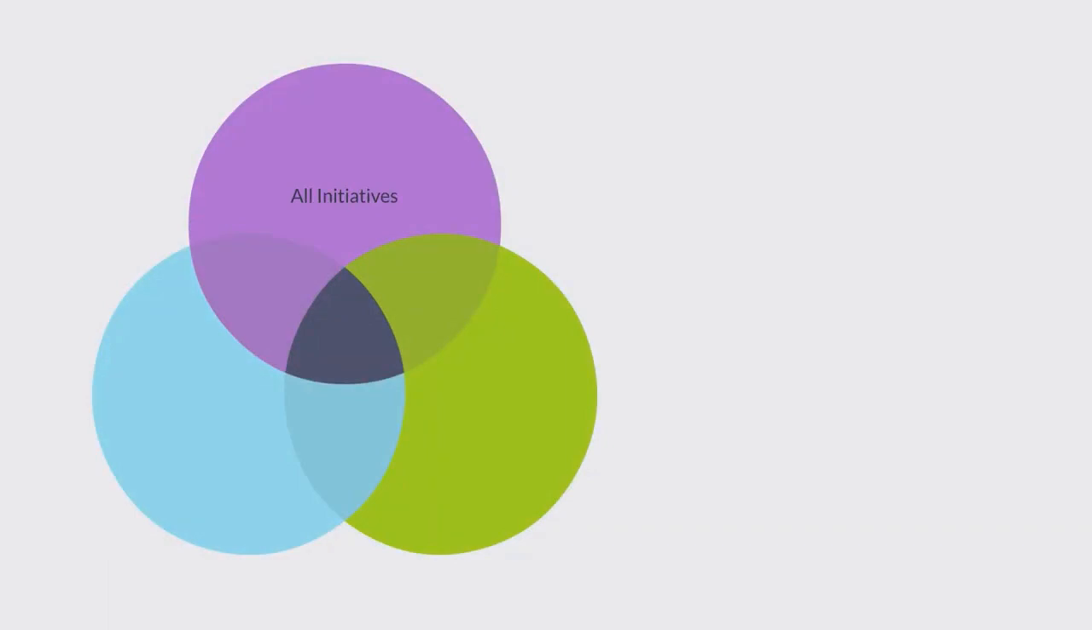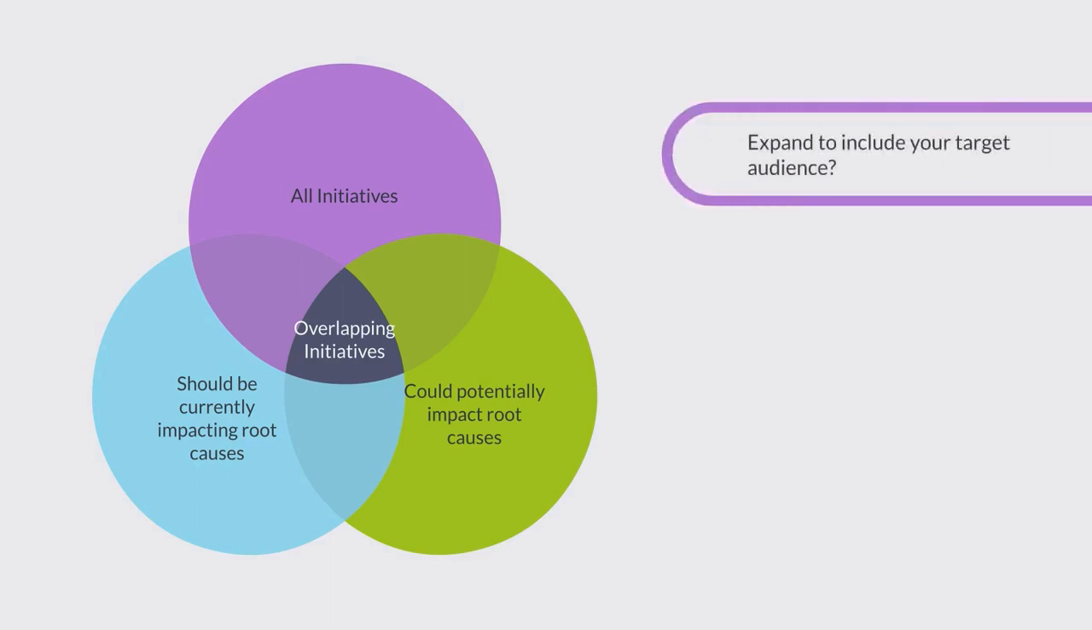Take a look at your root causes and the target population of your goals. Of the identified current initiatives, which ones should be currently impacting your root causes? And which ones could potentially impact your root causes? Are some initiatives showing strong outcomes, but only being implemented in certain classrooms or grade levels? Can they be expanded to include others?